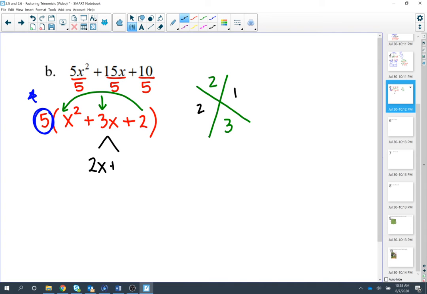So I rewrite my middle term. 2x plus 1x. Does that in fact equal 3x? Yes, it does. If it doesn't, then again, you have a problem. Stop and fix it. Bring down your +2 on the end. Bring down your x squared on the end. And then your next step, grouping.